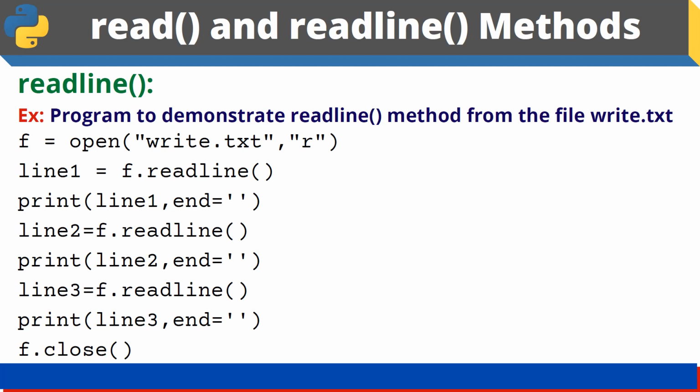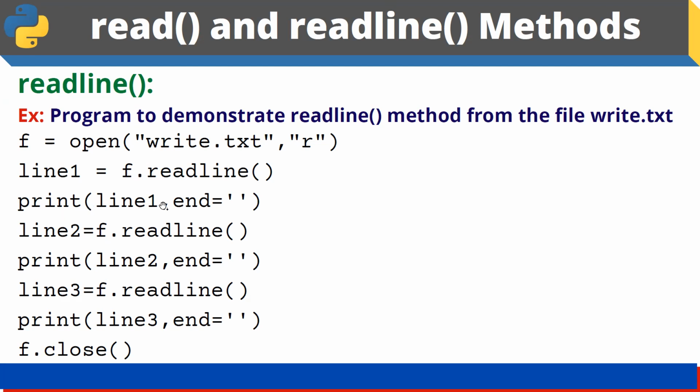So that is f = open("write.txt"), and we open this file in read mode. Now see here, we have to read line by line. So that is line1 = f.readline() and print(line1).